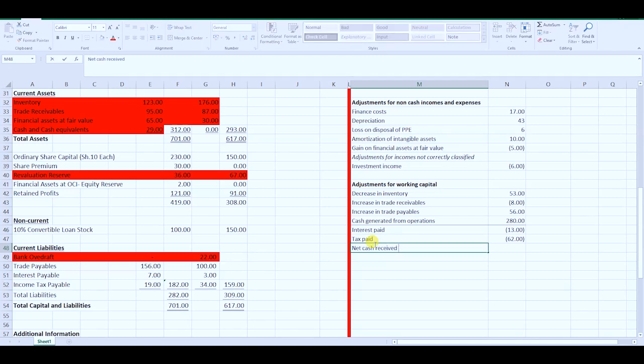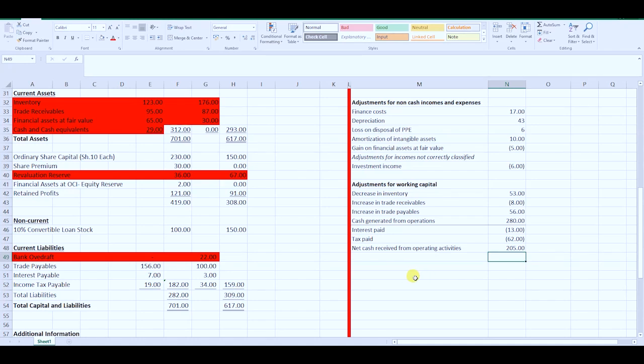So how do we get the net cash from operating activities? Over there, we just get the sum of cash generated from operations, so plus sum from here to there. Net cash received from operating activities. It's 205.